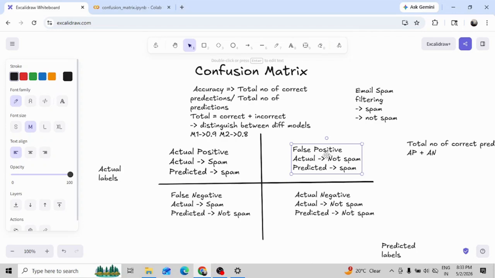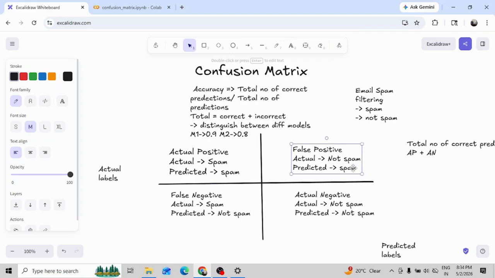Now, if I take the example of M1, which is giving around 0.9 accuracy, the remaining 0.1 will be either false positives, false negatives, or a combination of both. Let me clarify it further. The reason we are using these terms is that now we are actually able to see where our machine is falling short.